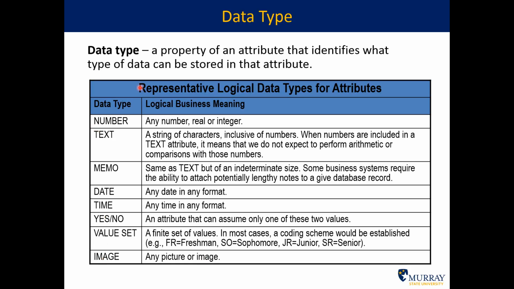For example, your attribute can be number, so it's any number, real or integer. I believe in Microsoft Access they have integer and double. Integer is for a whole number, and double is for decimal point number or floating point number.